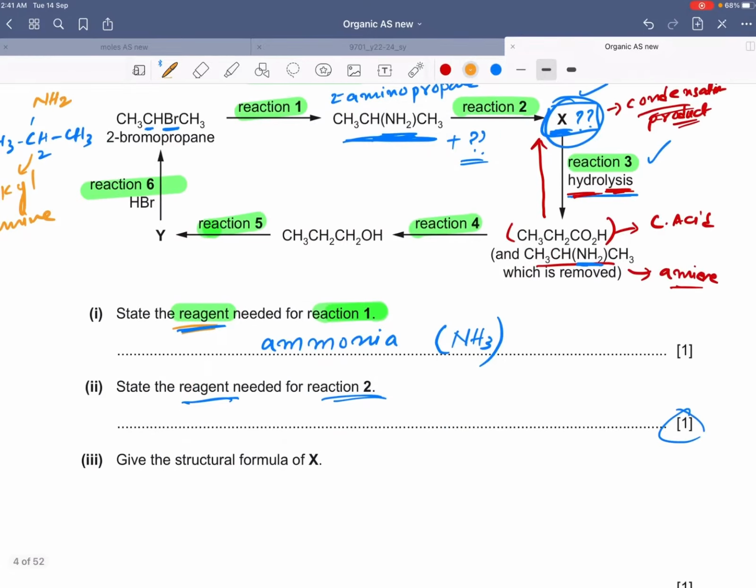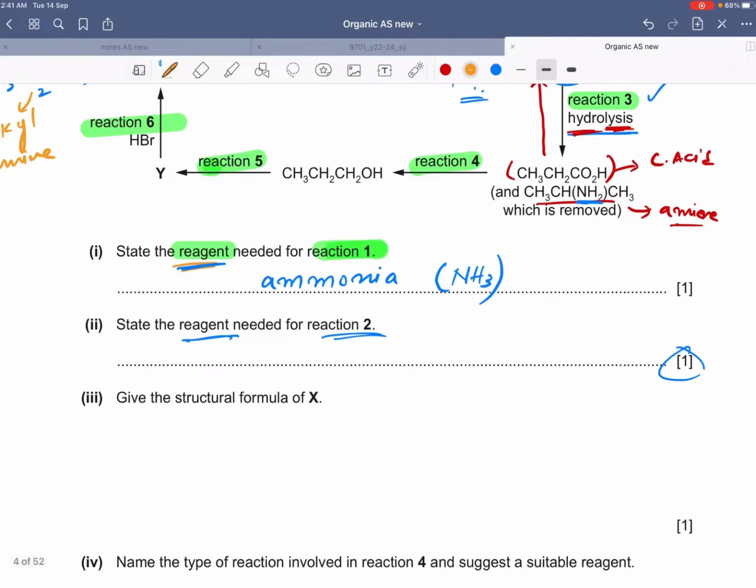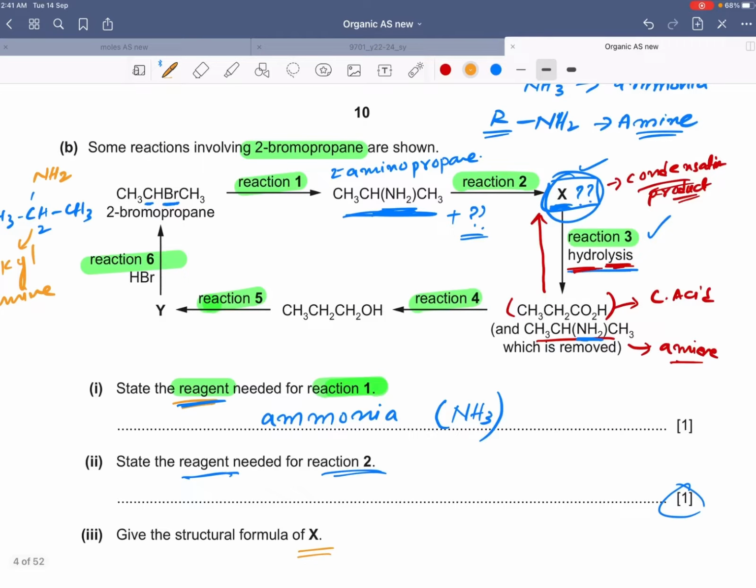State the reagent needed for reaction 2. We can write the reagent needed for reaction 2, but as you can see, we have to give the structural formula of X as well. We worked out the structural formula of X by doing reaction 3 in reverse. If we lose the water molecule, we get X. And once we get X, we can identify what reagent is used in reaction 2.